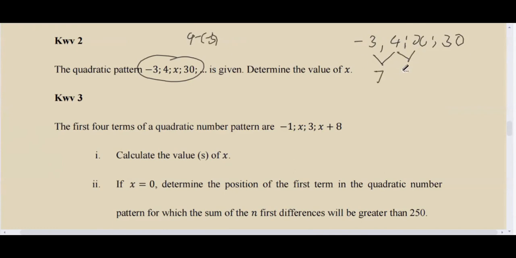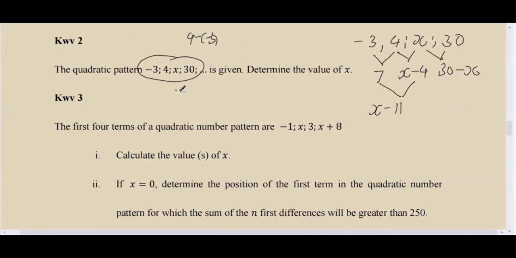Then this minus that, that's x minus 4. Then this minus that, that's 30 minus x. So this is our first difference. We know that it produces an arithmetic pattern. So we need this one, whereby we'll have a consistent difference. So this is x minus 4 minus 7. So this would be x, if we say minus 4 minus 7, that's minus 11.